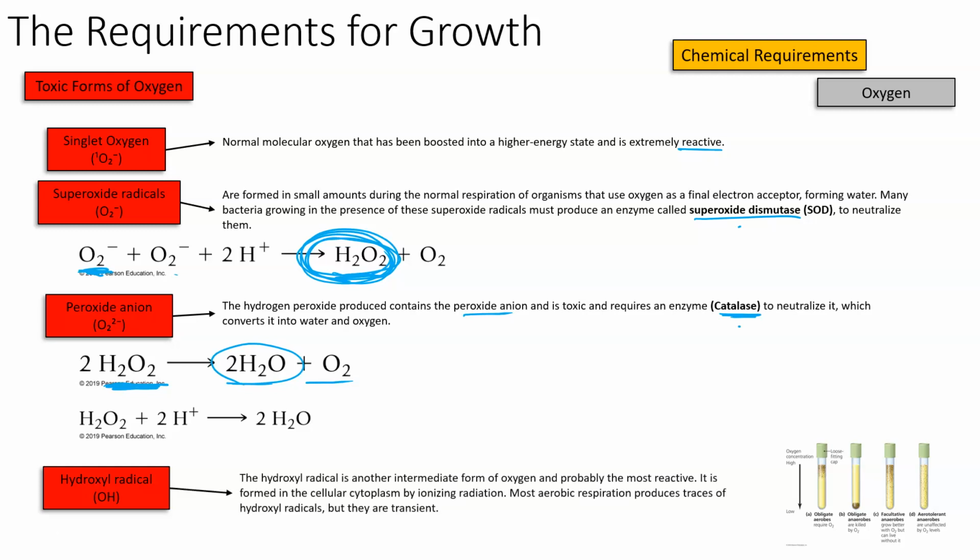The hydroxyl radical, which is an OH, is also a toxic form of oxygen. The hydroxyl radical is another intermediate form of oxygen and probably the most reactive. It is formed in the cellular cytoplasm by ionizing radiation. Most aerobic respiration produces trace hydroxyl radicals, but they are transient and can very easily diffuse out of the cell. That's really, really important. They don't typically stick around.